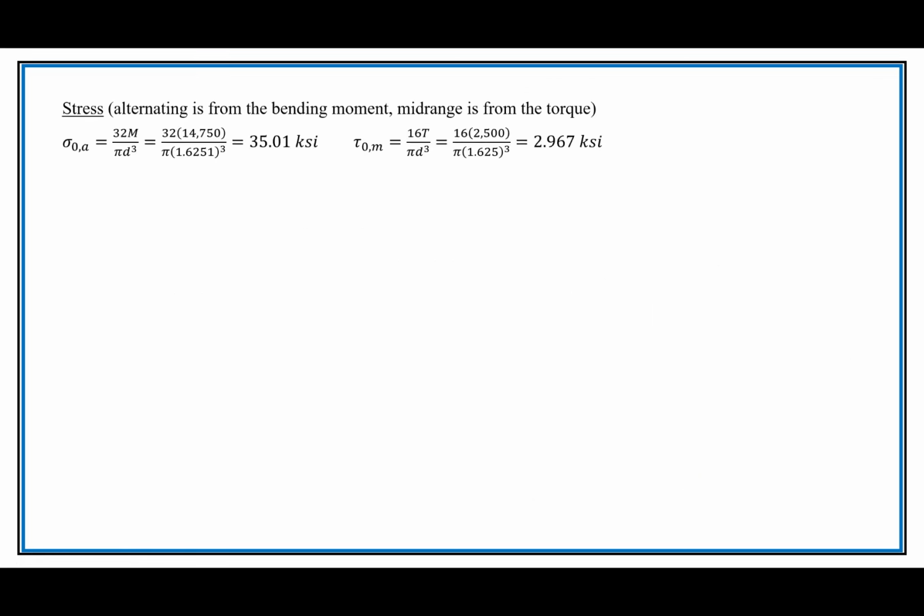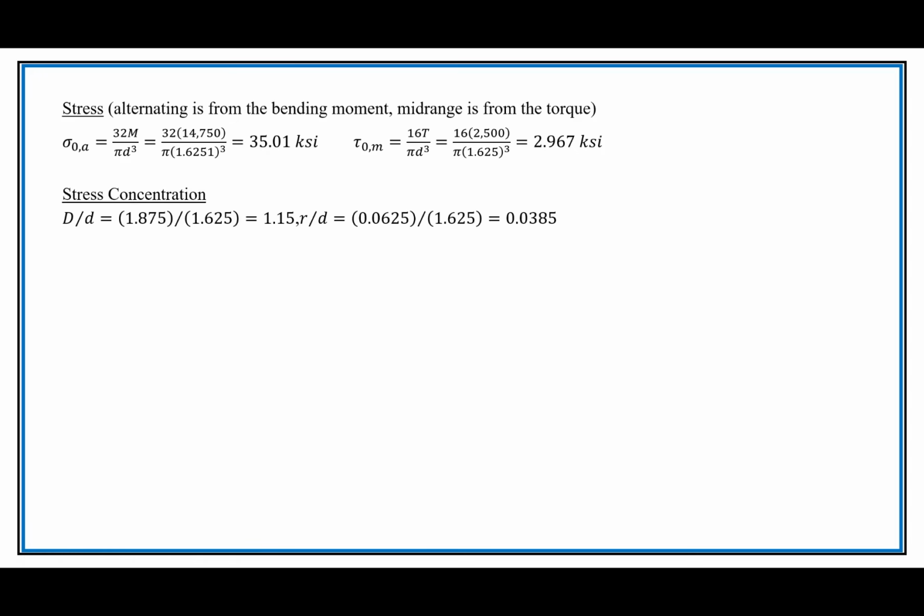Because first off, we could get our alternating and mid-range stresses, right? So the bending is completely reversed. The 14,750 inch-pound moment is going to cause tension and compression in that full amount. And then the constant torque on this of 2,500 is also going to be applied.